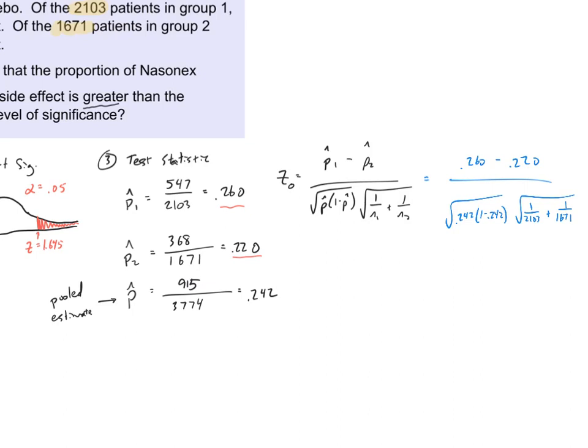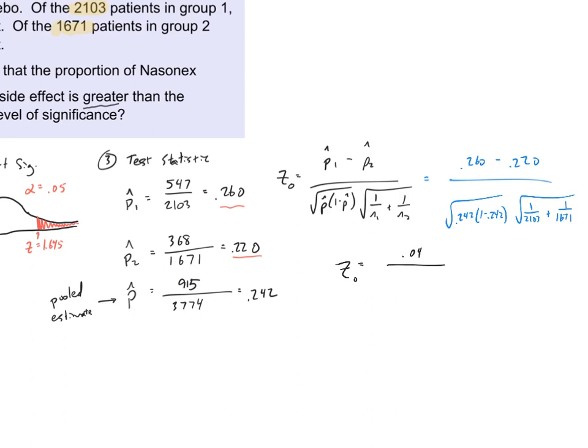Now, last piece to this step 3 is I have to type all of that mess into my calculator. And what I would suggest is maybe do it in a couple steps. Maybe I'll type in the numerator first. .260 minus .220 is 0.04. Okay, that's out of the way. Now I'm going to type in the denominator. I'm going to go square root of .242 times 1 minus .242.